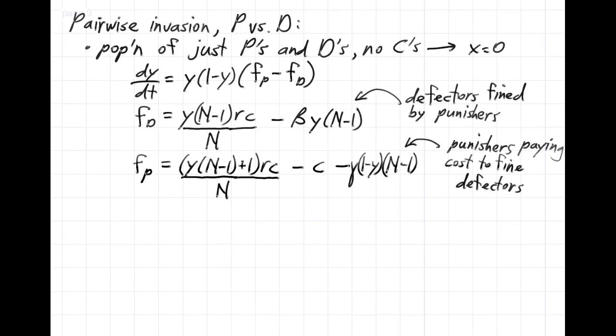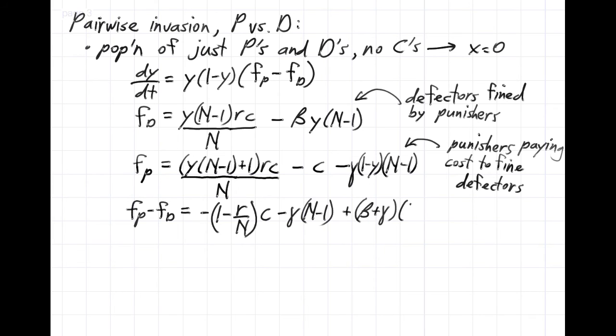So in the end, what we're really interested in is the difference, fP minus fD, and I'm going to write down the final answer to this, or at least an intermediate step. You should work through it yourself to make sure that I got it right and that you understand how to do it. So what it turns out to be is there's a leading term, which is minus (1 minus r over n) times c, minus gamma times (n-1), and that's all a constant term. And then there's another term which depends on y, which is (beta plus gamma) times (n-1) times y. And if you look at this carefully, you will see this stuff is all negative and this stuff is all positive. So that gives us a good hint about what's going on here.